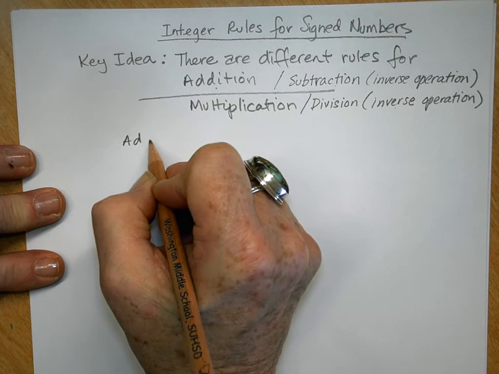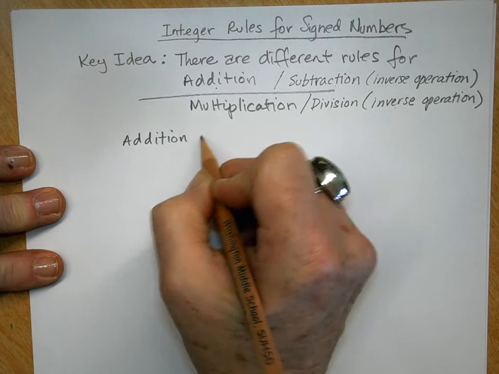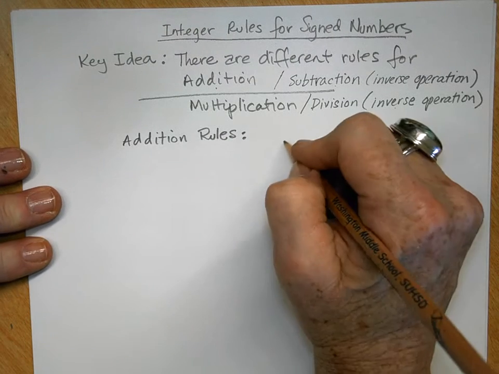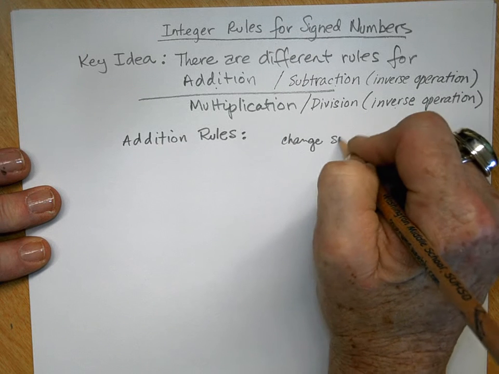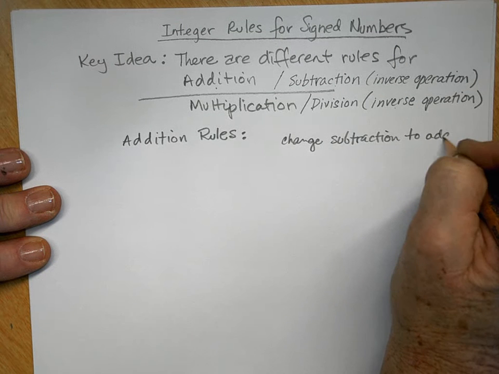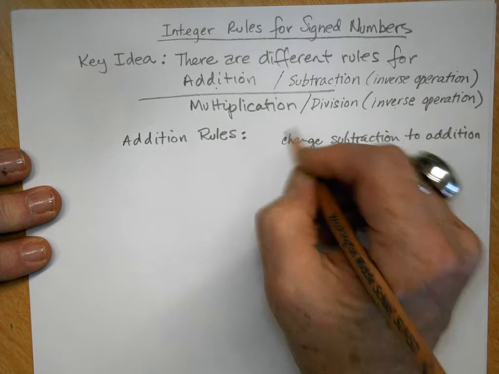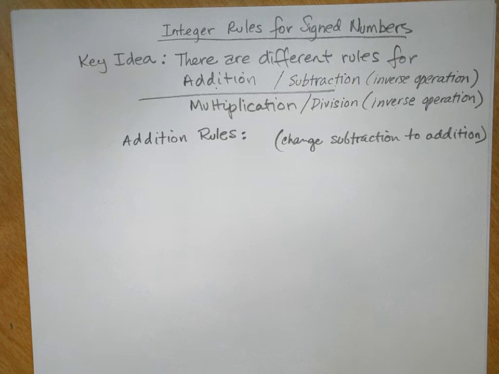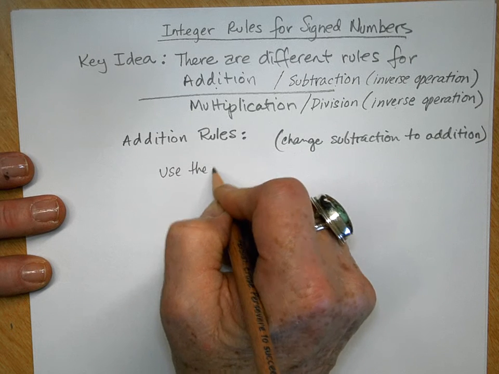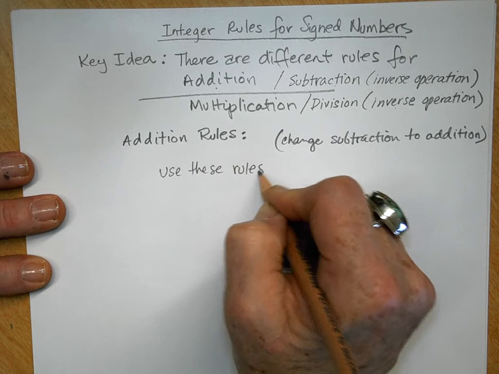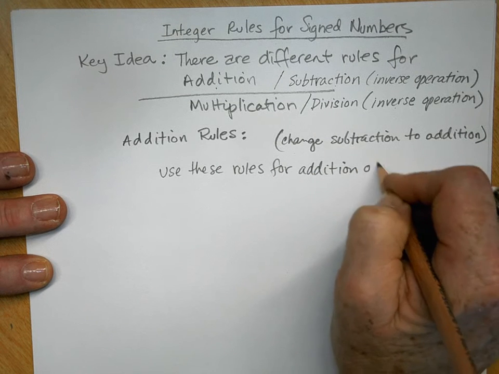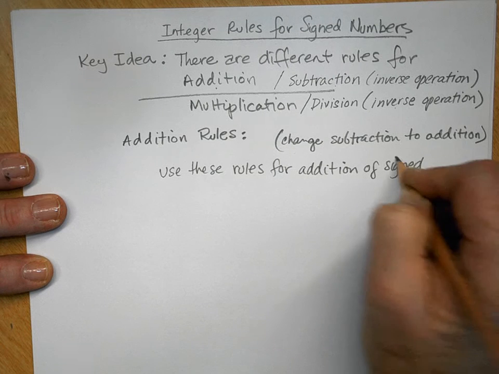These are the addition rules. Change subtraction to addition. Okay. So, use these rules for addition of signed numbers.